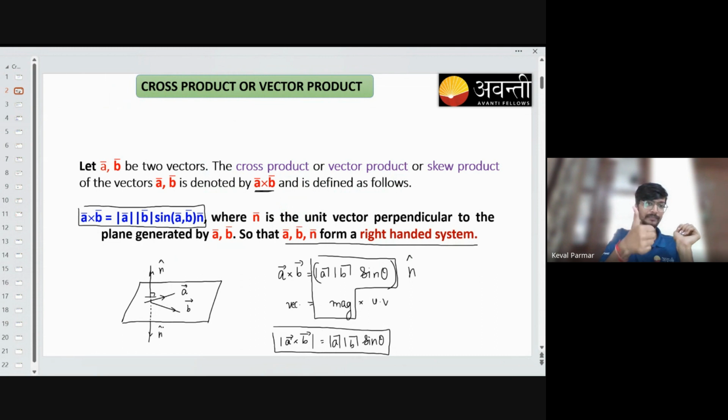If I turn from A to B, it will be upwards. If I turn from B to A, it will be downwards. Correct, guys? So I wanted to say two things. The direction of n vector can be either upwards or downwards. If upwards is n cap, then downwards will be minus n cap. And second, the magnitude of A vector cross B vector is just mod A mod B sine theta, not n cap. So I hope it is clear. The main things to remember are the direction of n vector and the magnitude of A vector cross B vector. Let's see the next.